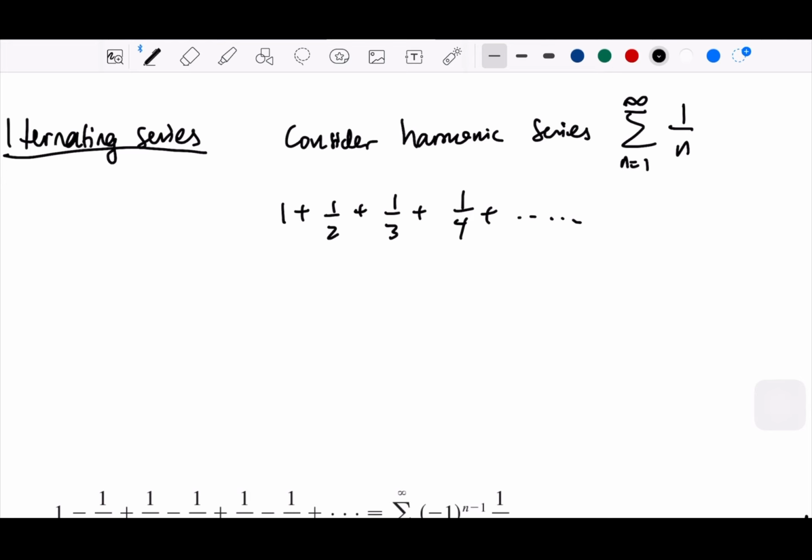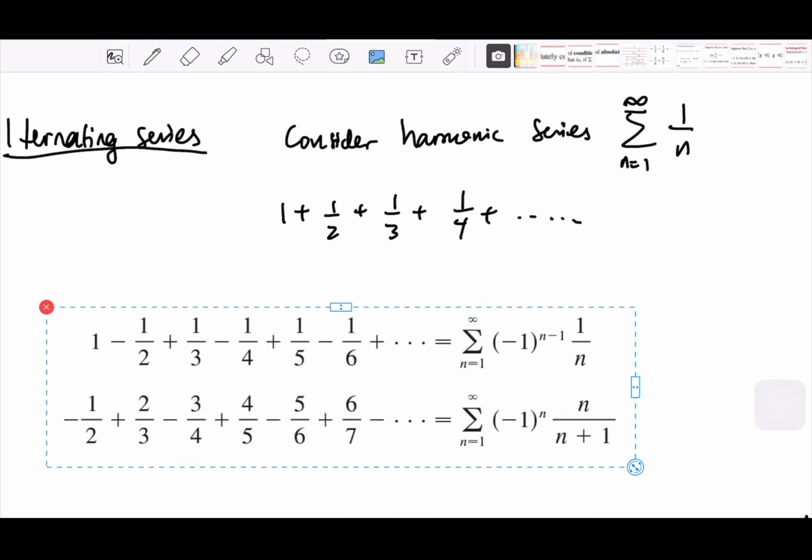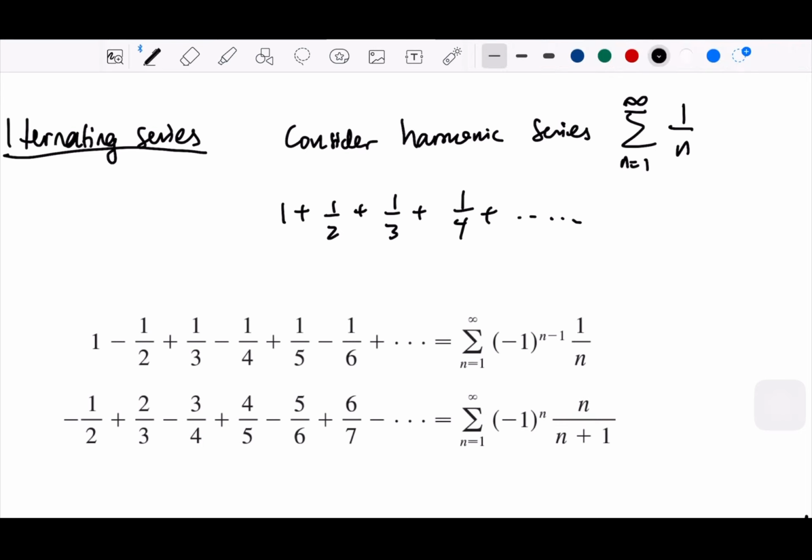Now, what will happen if we have this? If you have these two series, the first one is actually the harmonic series, but with a twist: it has an alternating sign. And the other is also similar to the harmonic, but it has n over n plus 1, and then it has the alternating sign.